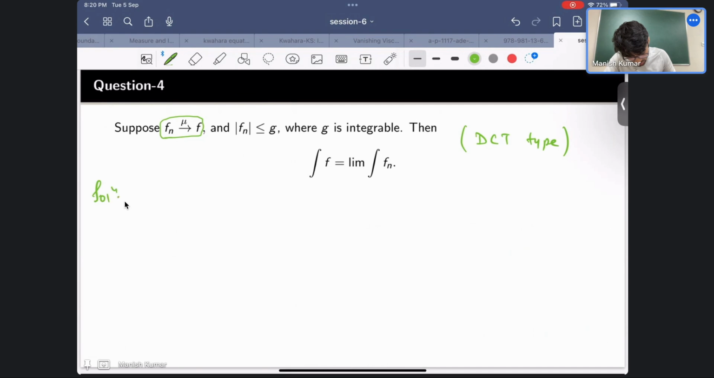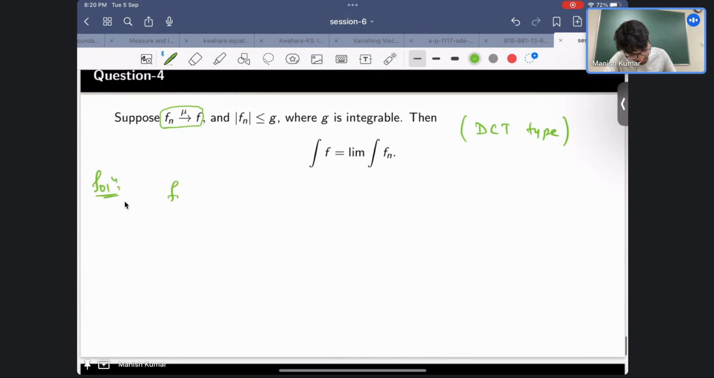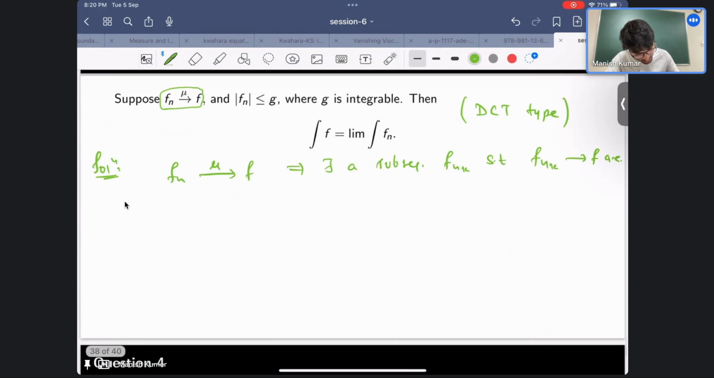So what you have is that f_n converges to f in measure, and from here you can say that there exists a subsequence f_{n_k} such that this f_{n_k} converges to f almost everywhere. Now this implies that the limit of a measurable function is measurable. So this implies that f is measurable.